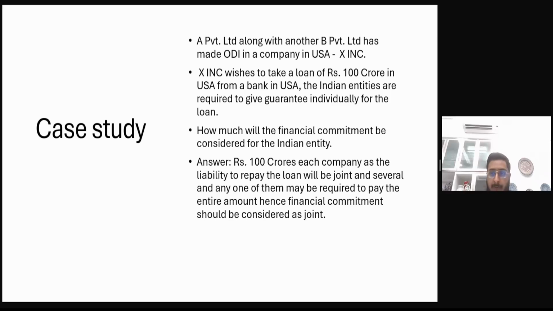So now, whether the financial commitment will be considered as 50-50% or 100%. According to me, both companies will have to show it as the full commitment. For them, 100 crores will be a financial commitment for both the entities individually. 100 crores each company as a liability, because any company may be asked to repay the liability, and we are jointly and severally liable for the same. So, the 100 crores limit will be used by both the companies individually and not 50-50%.